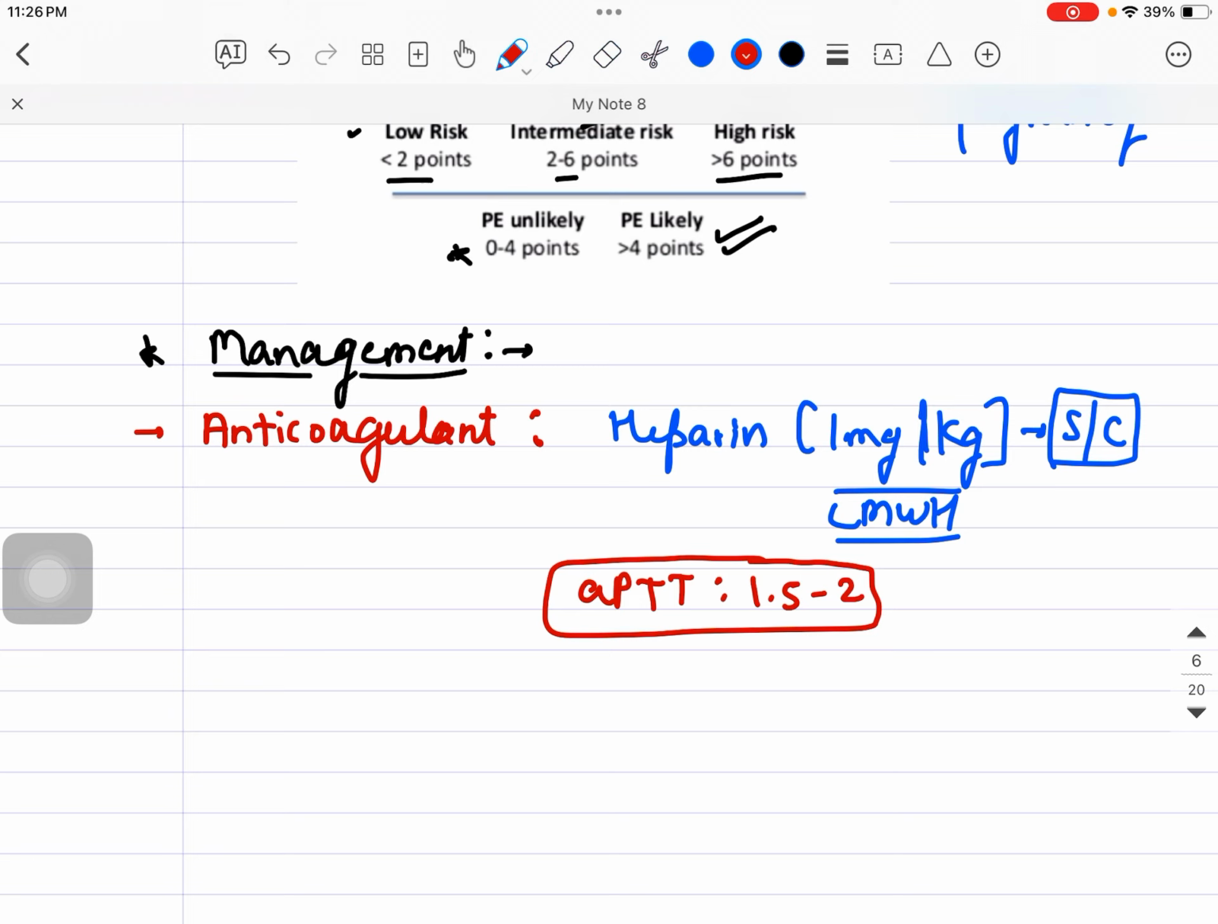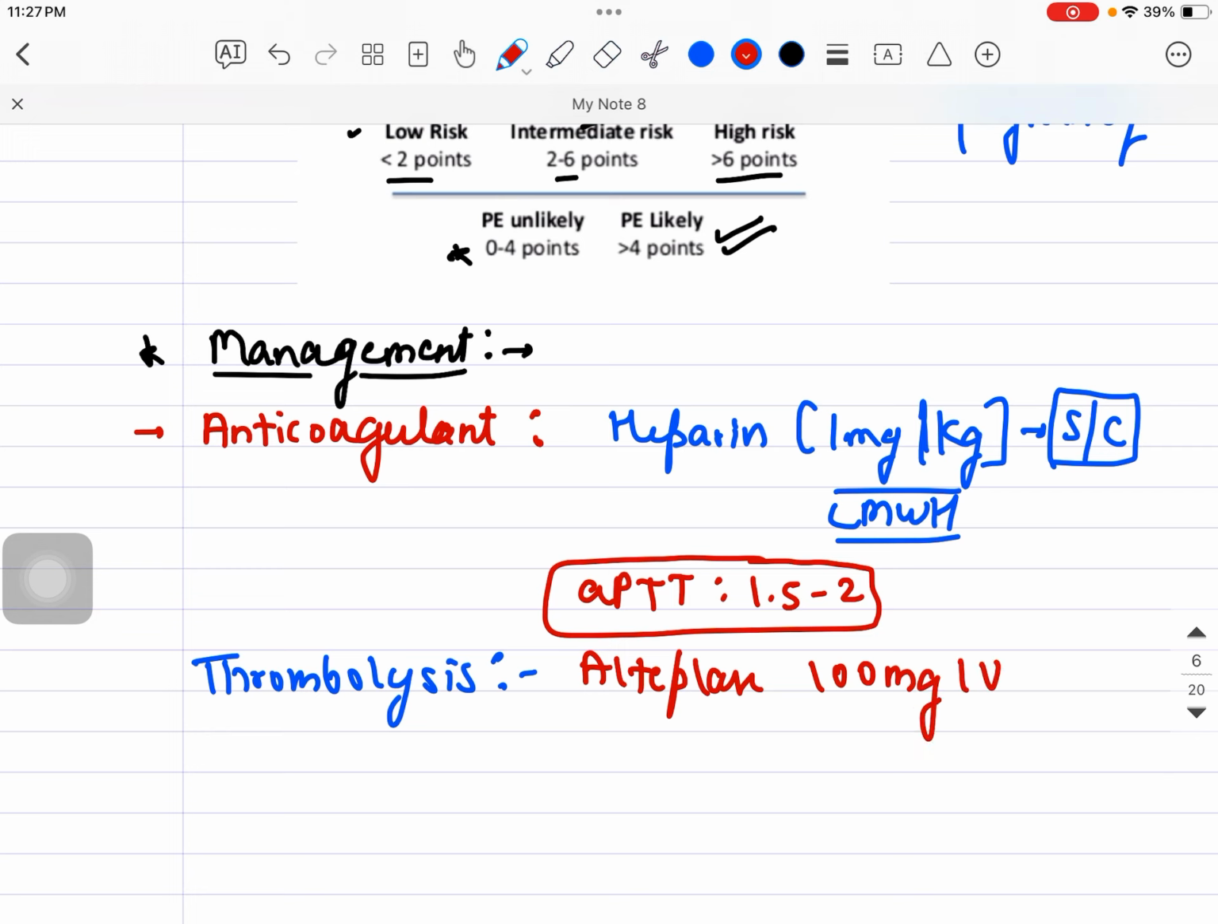So thrombolysis can be done with the help of the alteplase drug, which you need to give 100 mg IV over 2 hours. That is the dose, and you shall give it up to 2 weeks, right? So that is the thing over here.